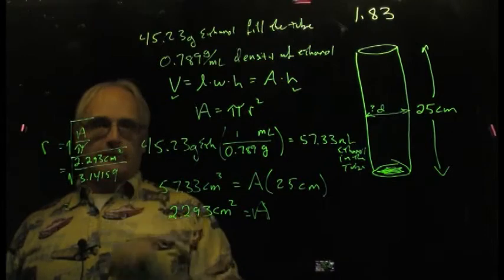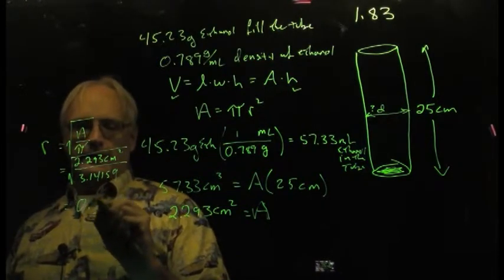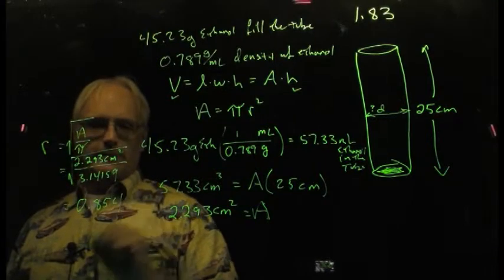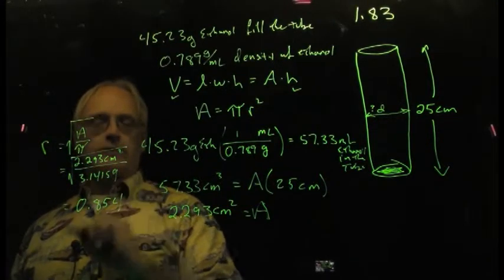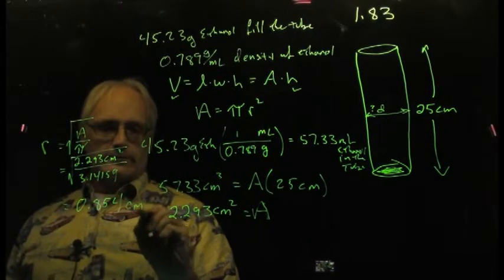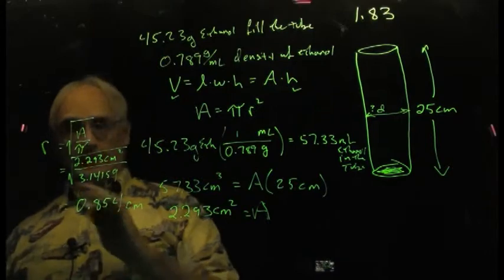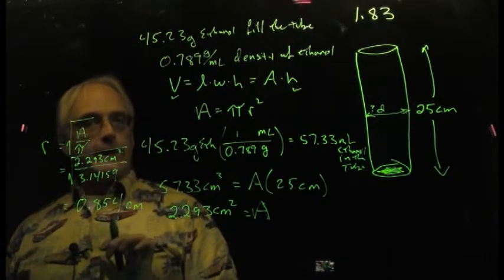And so, magic little calculator business again. I get 0.854. Looking at my units, pi doesn't have any units. I had square centimeters at the top. I took the square root. So I just get centimeters. Wow, a radius in terms of centimeters. How about that? That is the radius.